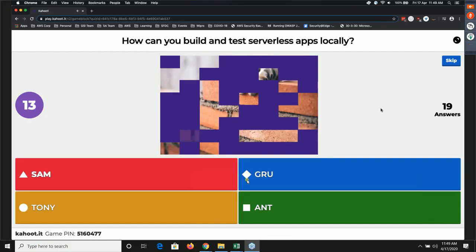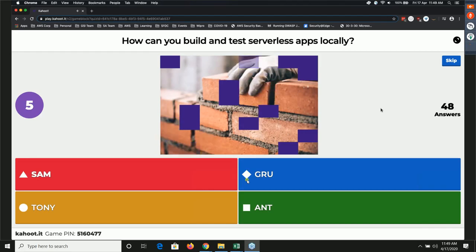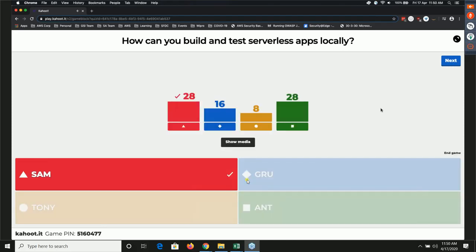So is it Ant-Man? Is it Gru? Is it Tony Stark? Or is it Samwise Gamgee? A bit confusing here. Okay. So obviously Gru and the others were just there for fun. And Gradle is a Java build tool, but not the right one for our purpose.